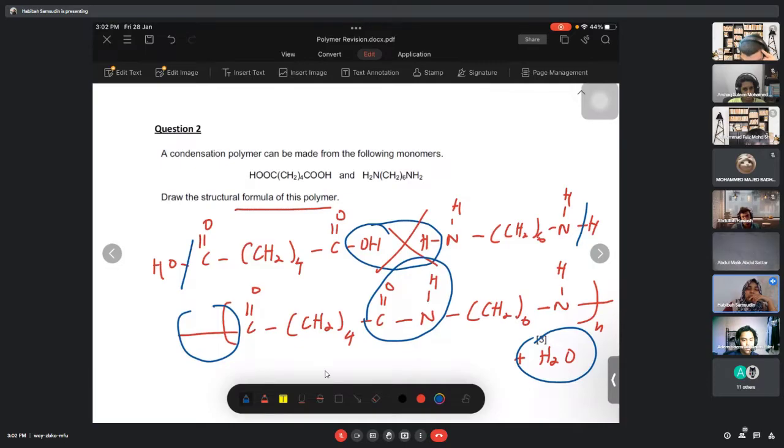Abdul Malik, it's better not to do like this, okay? Alright. It's better for you to open the structure when the question asks you to draw.